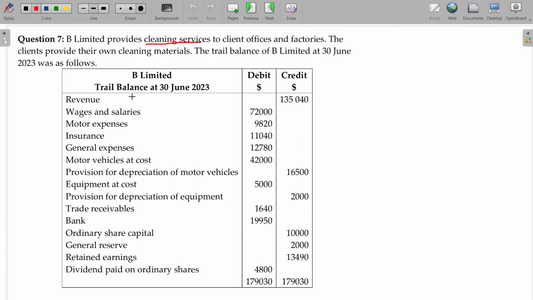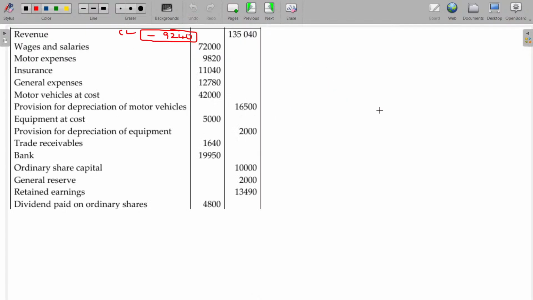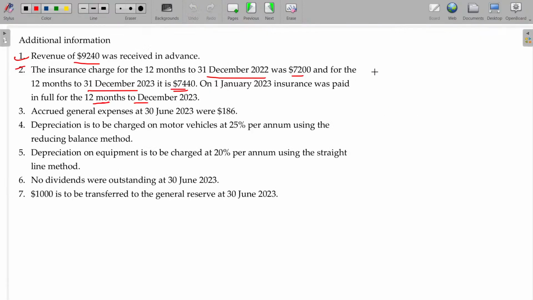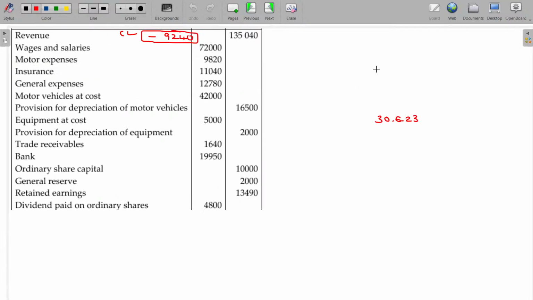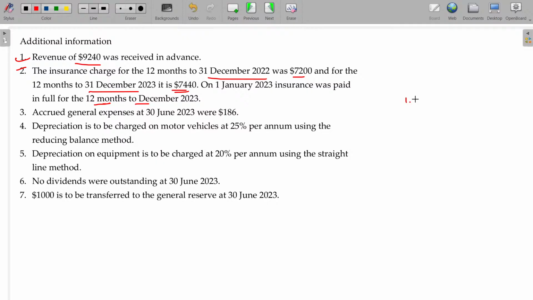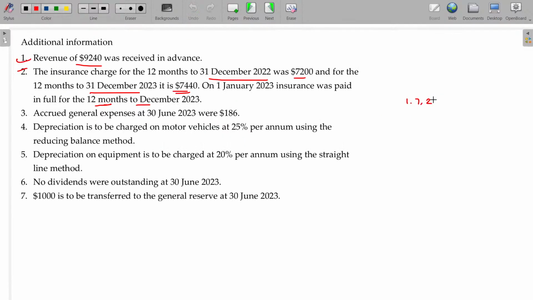Now, what is the year beginning and end? Year ends on 30th June 2023. So, 30th June 2023, I have to prepare from 1/7/22, sorry, 1/7/22 to 30/6/23. For this period, you have to prepare.